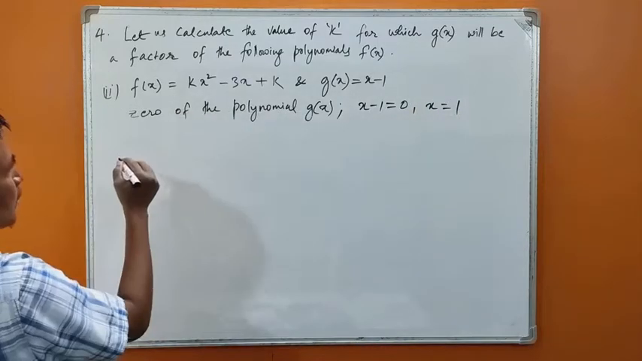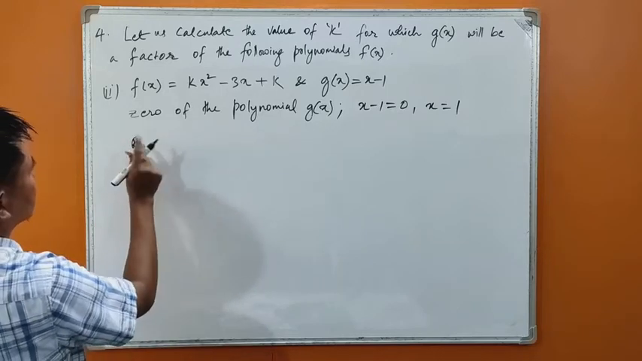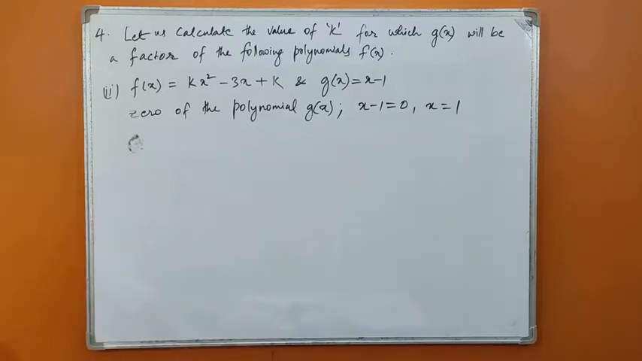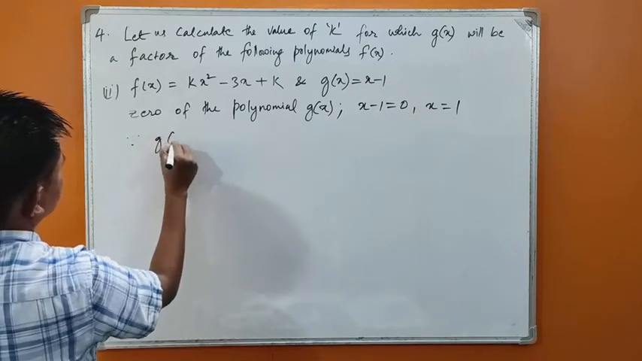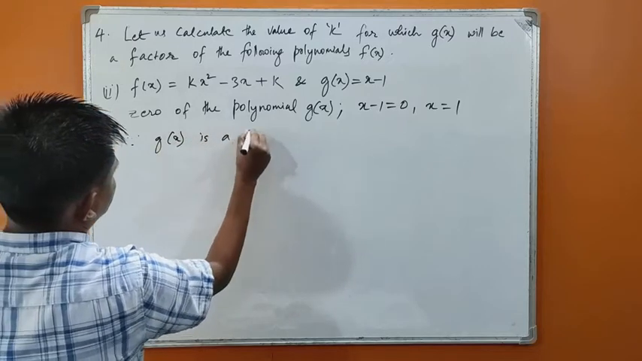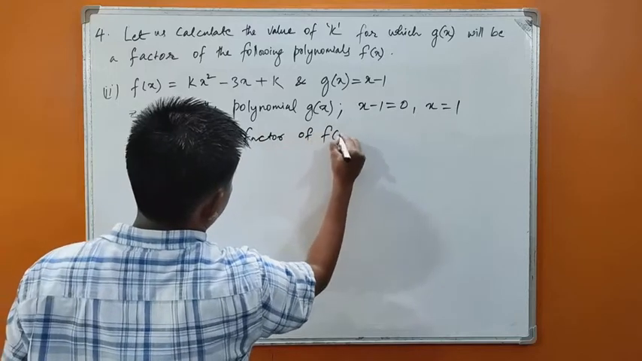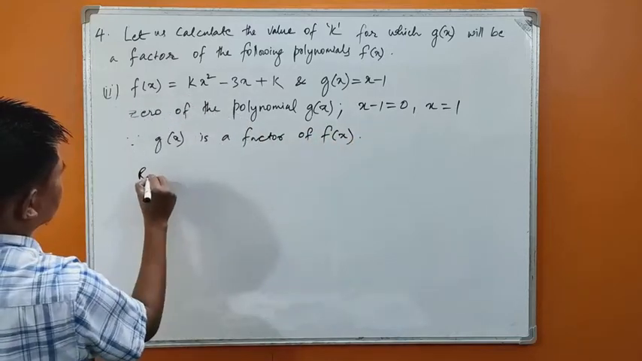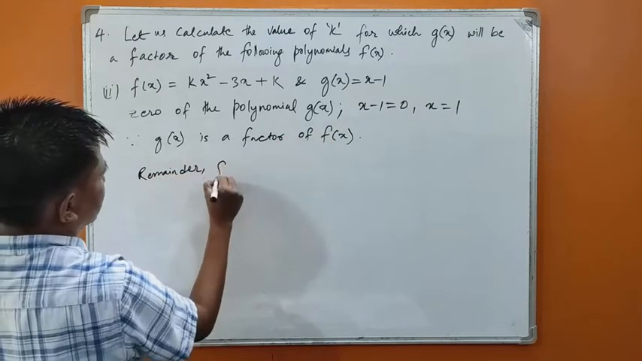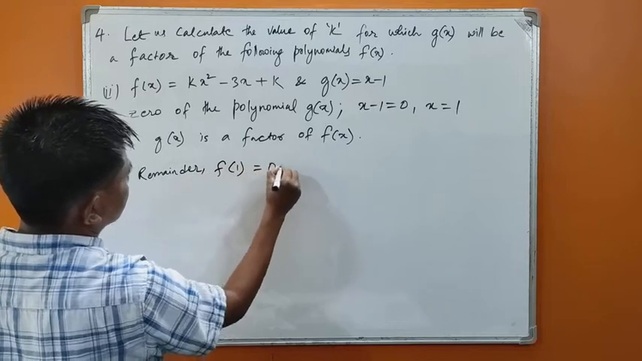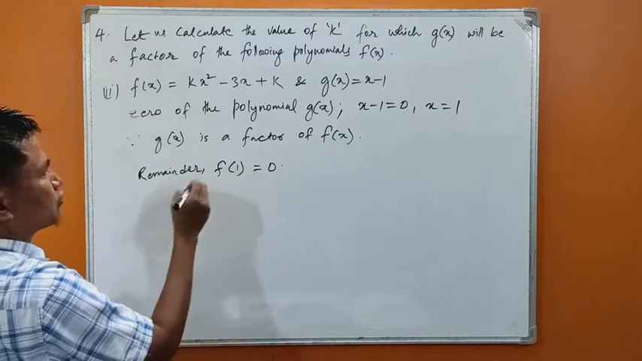Now remainder equals to, since gx is a factor of fx, so remainder f1 should be equals to 0, isn't it? Remainder f1, remainder will be f1, isn't it? Remainder f1 should be equals to 0.